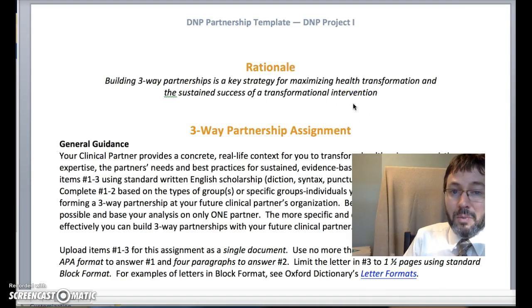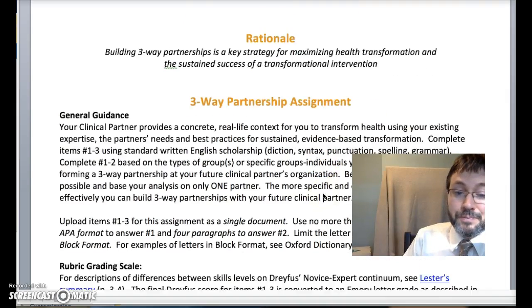So you can see here the template opens with the rationale. Why are we bothering to do this assignment? The faculty hope that no assignment you're doing in your DNP project or in your DNP program is without purpose. We're all designing assignments to increase your skill to design health transformation. So this assignment particularly is designed to bolster your understanding of the three-way partnerships and help us to figure out how to build on the strengths of our existing organization.